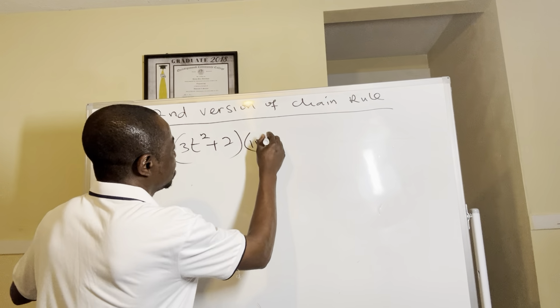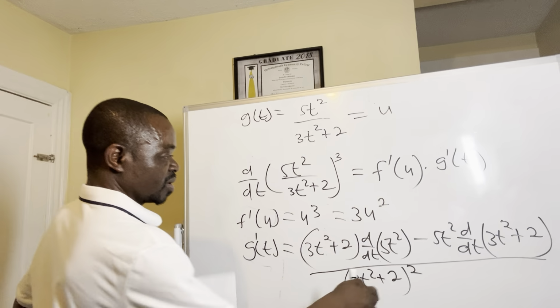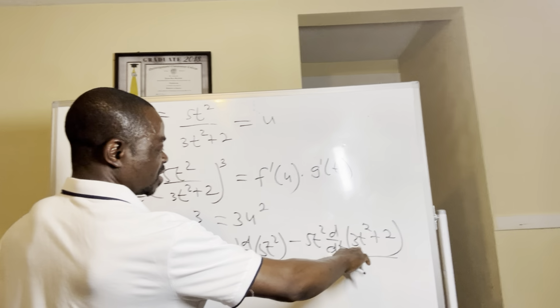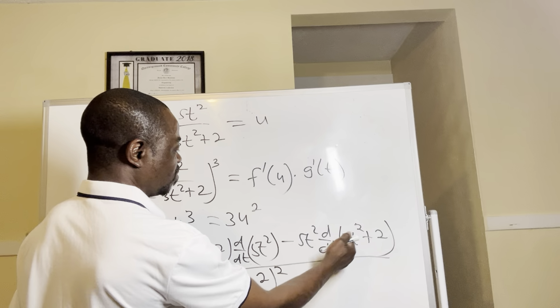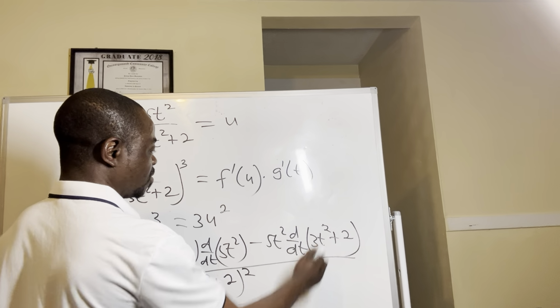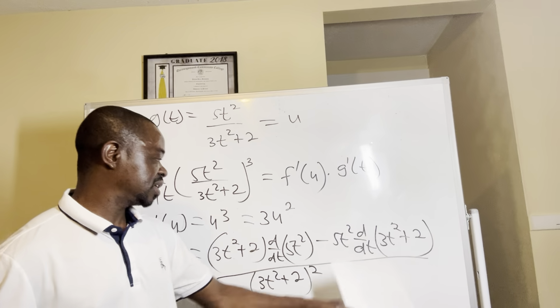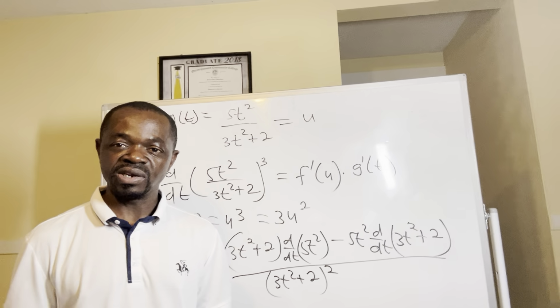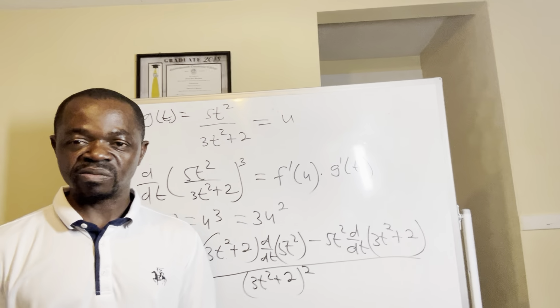3t squared plus 2, then you multiply by, when you differentiate, you get 10t, and minus, when you differentiate 3t squared plus 2, you multiply 2 by 3, then we reduce the power by 1, that will give us 6t, and then we differentiate the constant term, which is 0. If we take the derivative of any constant, it becomes 0.